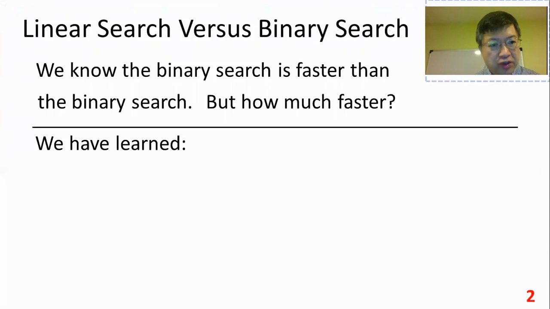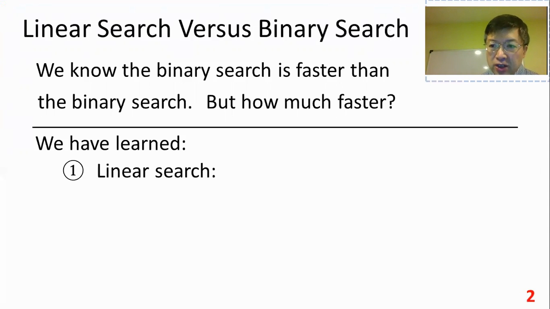From the lecture notes, we have learned this result. For the linear search, the performance, the number of comparisons we need to use, is approximately C times n. Here, n is the number of elements in the array, or we call it data size, and C is some constant. Usually we do not specify it, but if we need, we can have it.